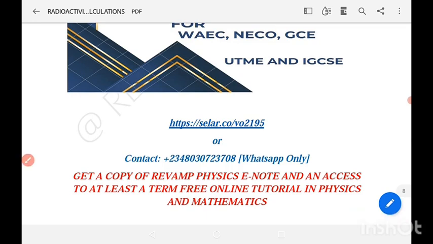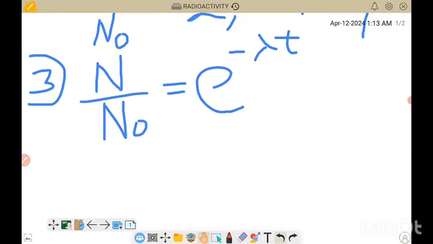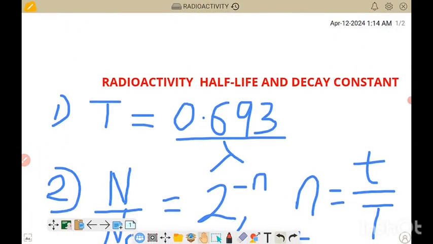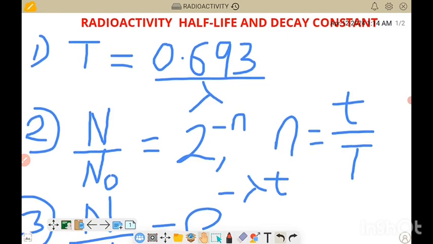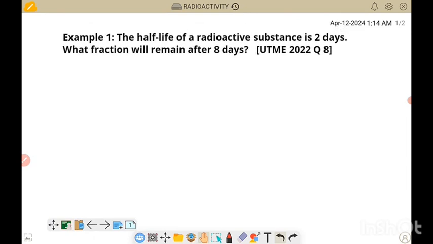Okay, let's go back to the classroom. Now let's look at some examples on half-life and decay constant, and we will start with this very one. We are going to start with example 1, and the question says the half-life of a radioactive substance is 2 days, and what fraction will remain after 8 days.